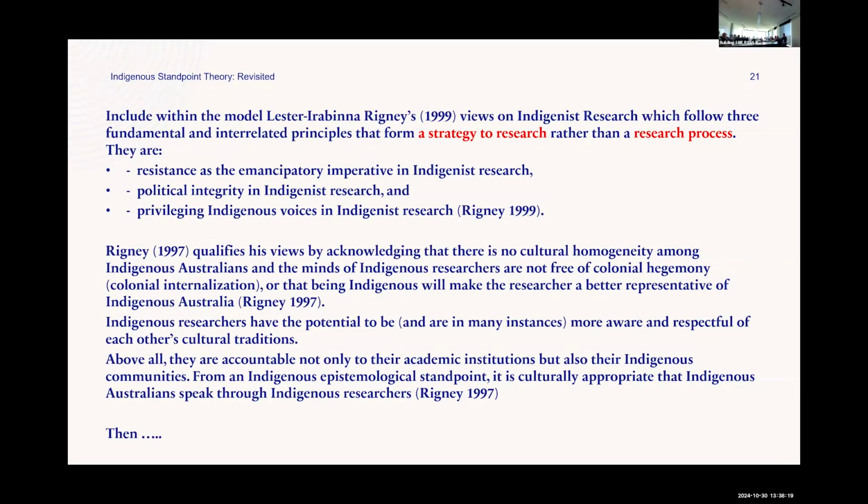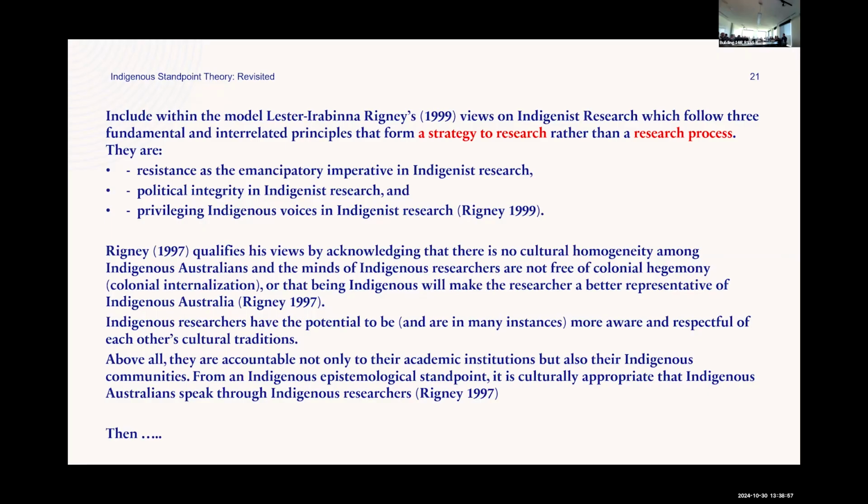Now, when I added Lester Irabinna Rigney's model, I got structure. So I saw resistance as the emancipative imperative. The political integrity was in the Indigenous research, and the privileging of Indigenous voices was also in the Indigenous research, which meant I had to go back. The side effect was you go back and you look at Indigenous research rather than Western, may I say, research, particularly anthropological and sociological, which had really hidden the true meanings of what we were saying. Rigney qualifies his views by acknowledging there's no cultural homogeneity amongst us, just as we've said before.